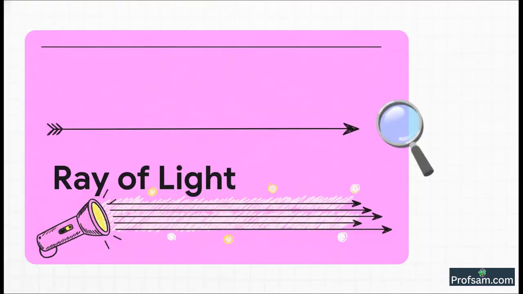So, what is a ray of light? It's really simple. It's just the straight path that light travels along. Just imagine a single, super thin line of light moving in a perfectly straight line. That's one ray. And when you get a whole bunch of these rays together, like the light from a torch, we call that a beam of light.